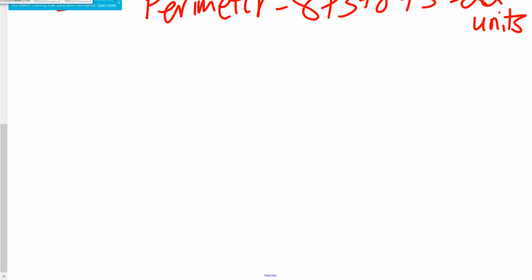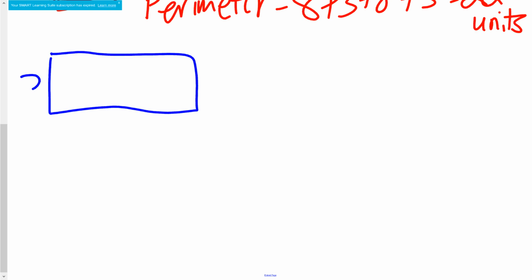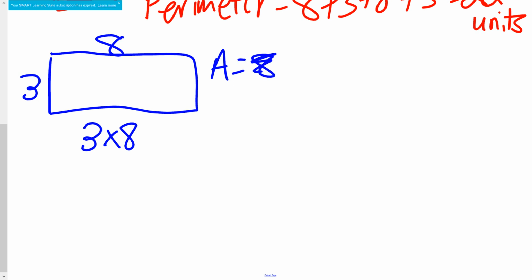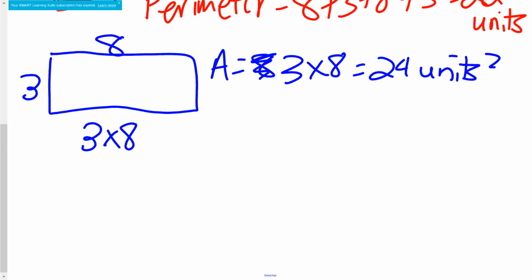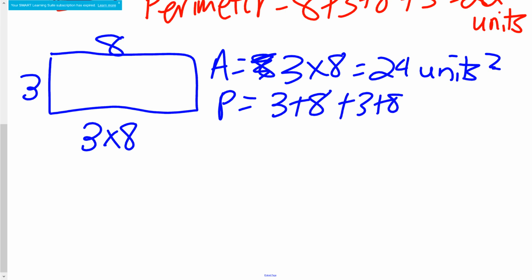Now I need a second array. A second array could be as simple as this. I just tip that over. Now I have a 3 by 8, which I have now labeled. The area again is 3 times 8, so the area is going to be 24. This time I'm going to write units squared. It can go either way, your choice. And my perimeter is going to be 3 plus 8 plus 3 plus 8, so it's also 22 units. That's basically the same array. All I did was tip it over.